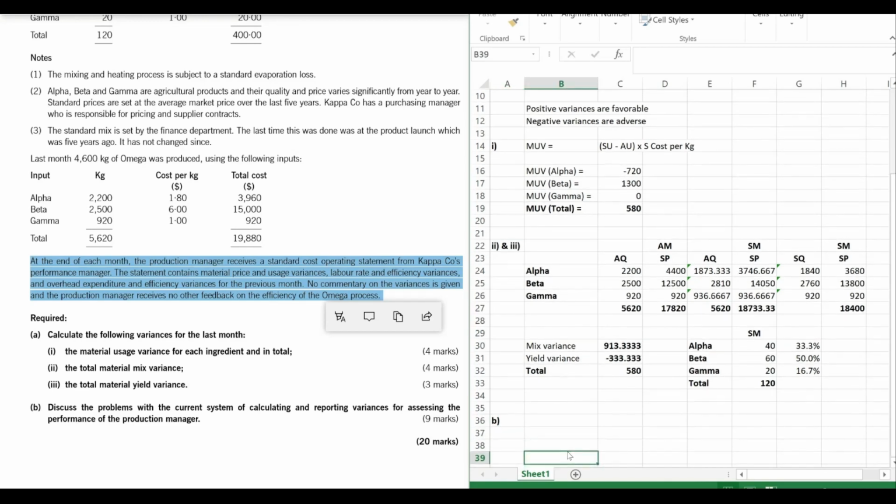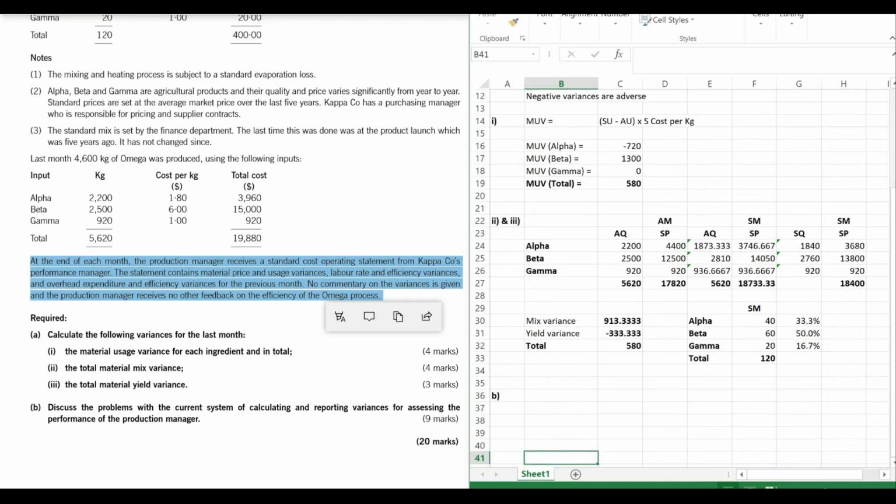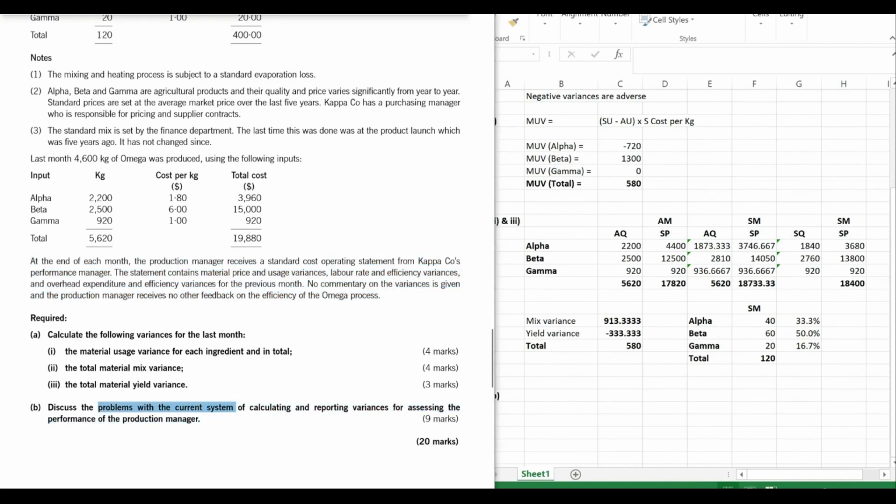And in the question requirement, it says discuss the problems. Okay, so we can't start talking about what's good about the current system. We need to talk about what's bad about the current system. Talking about good points will not get us marks, okay? What's the problem with the current system for calculating and reporting variances?